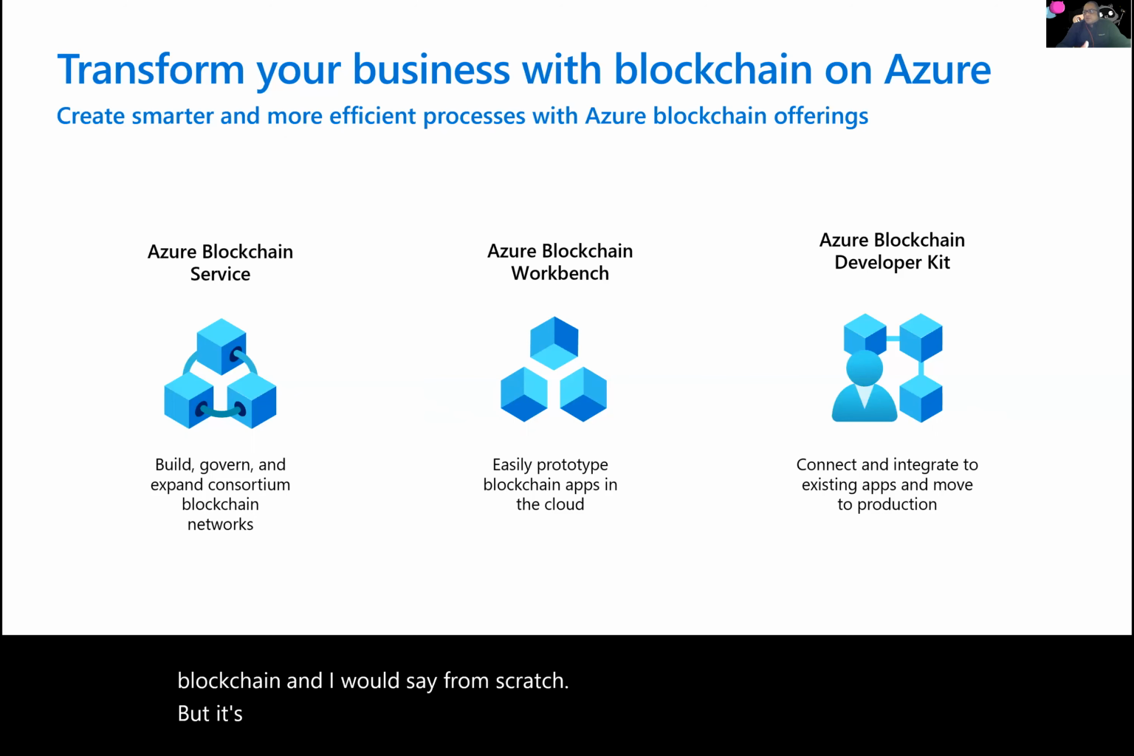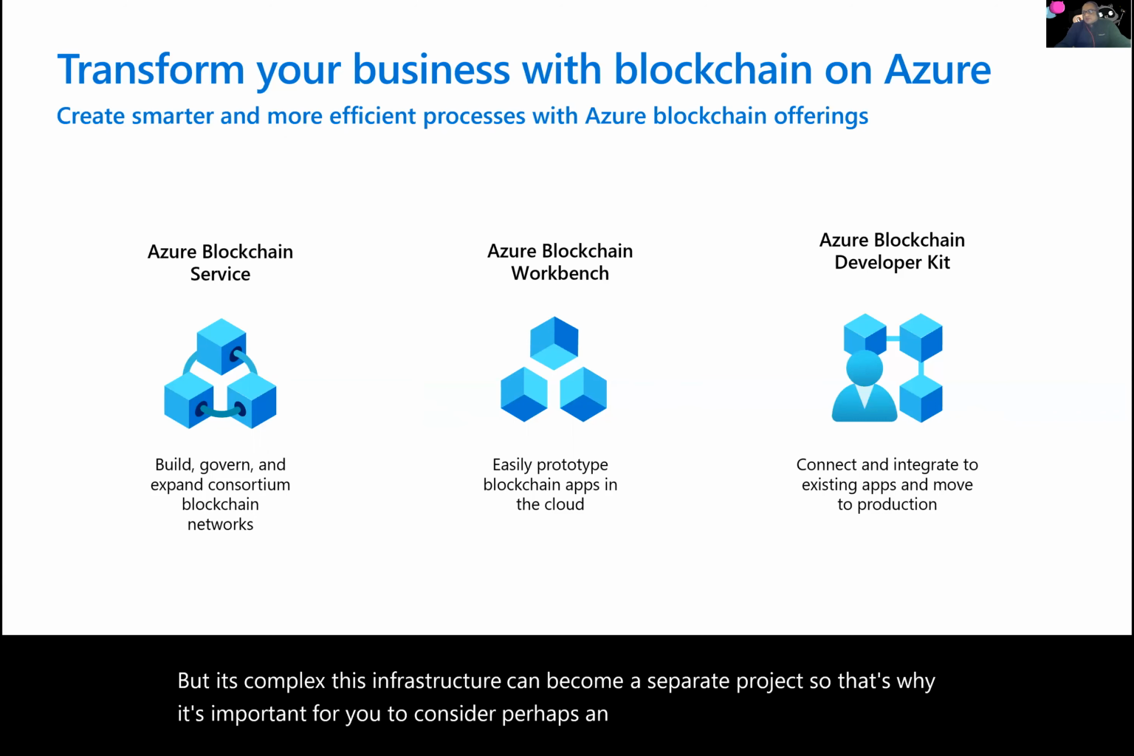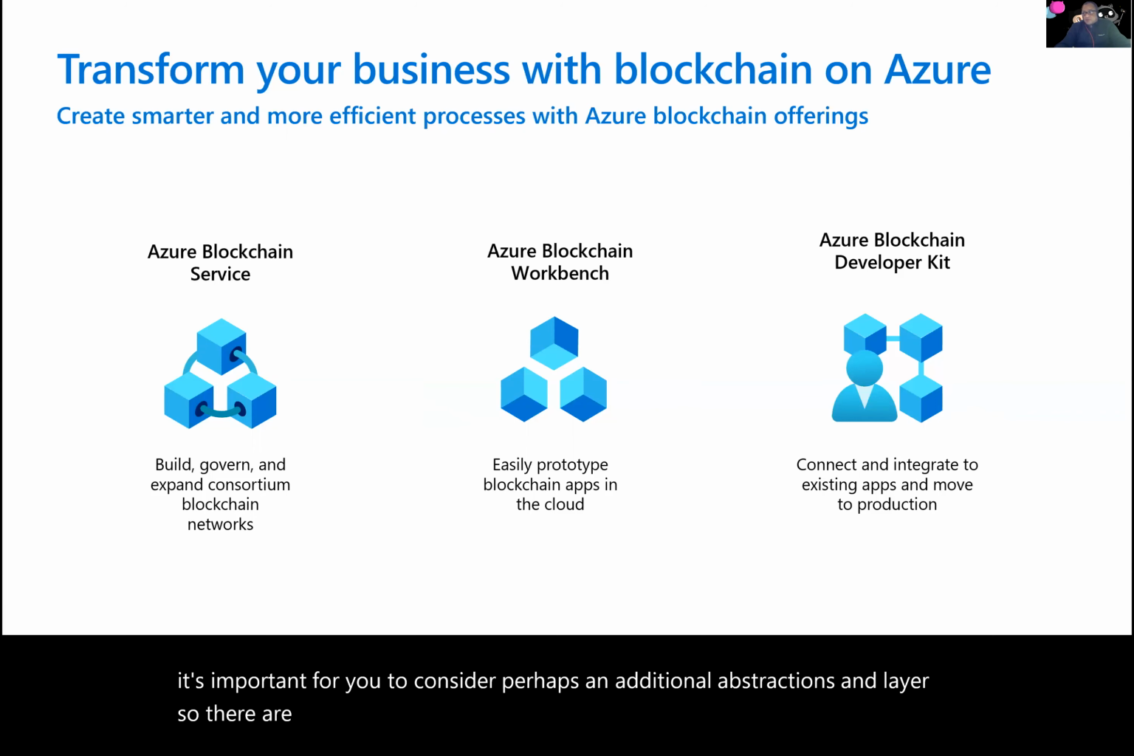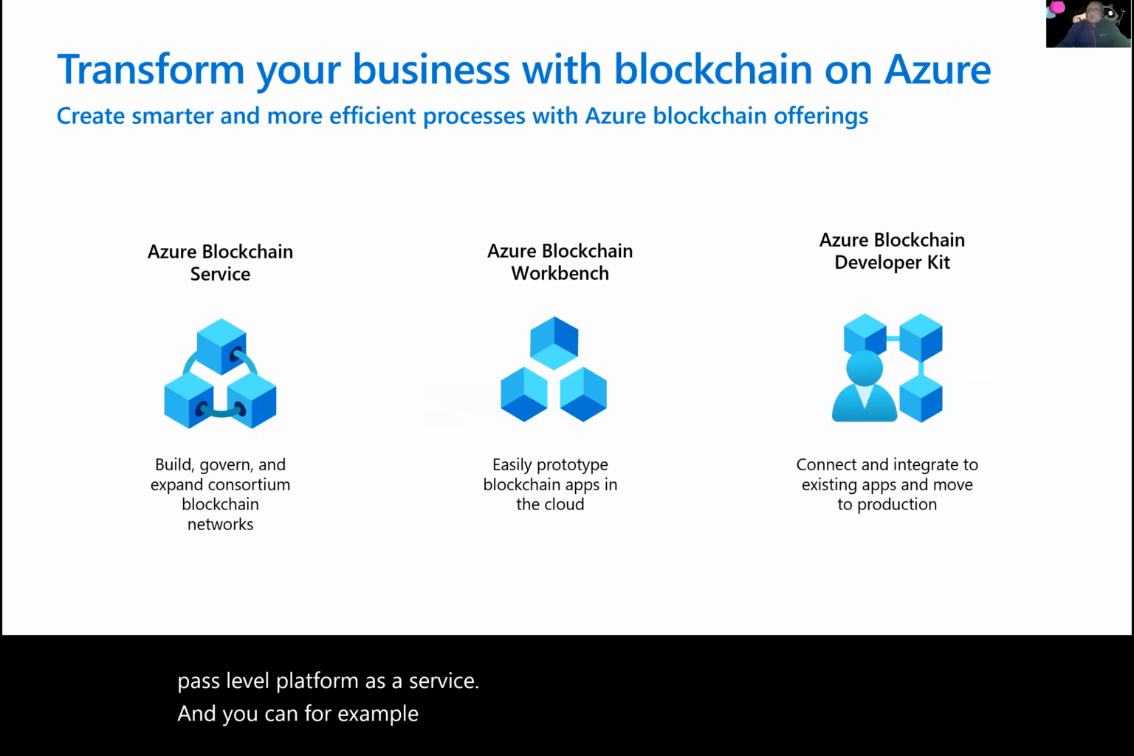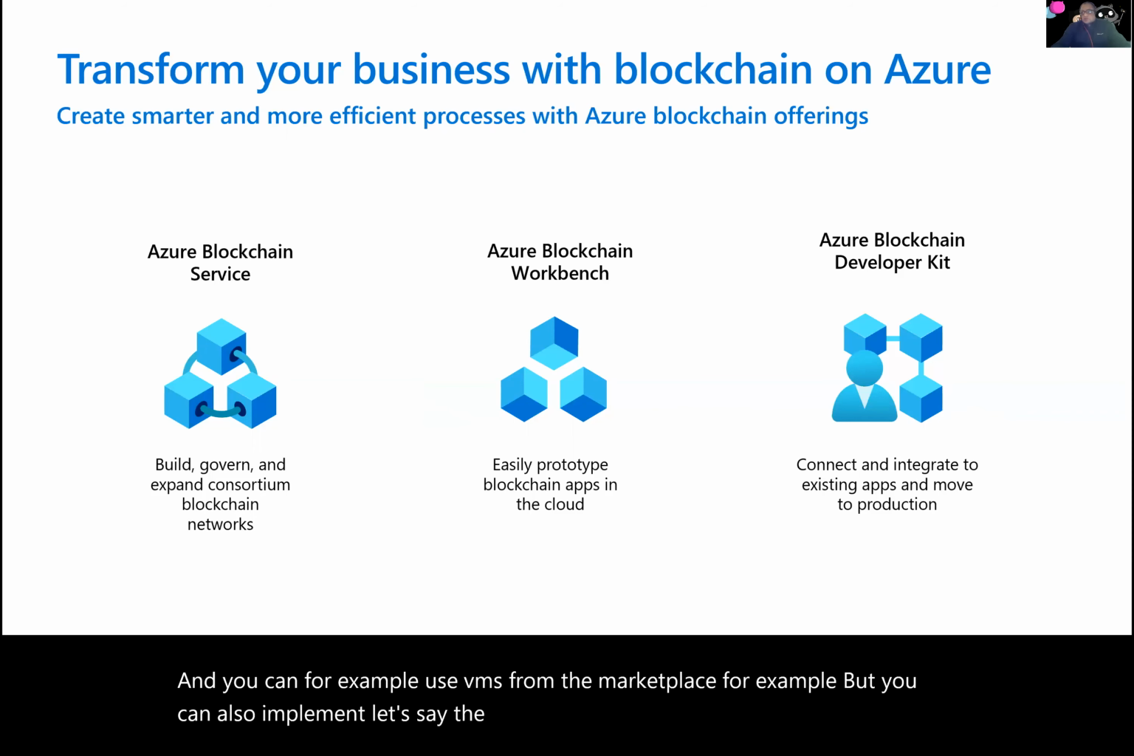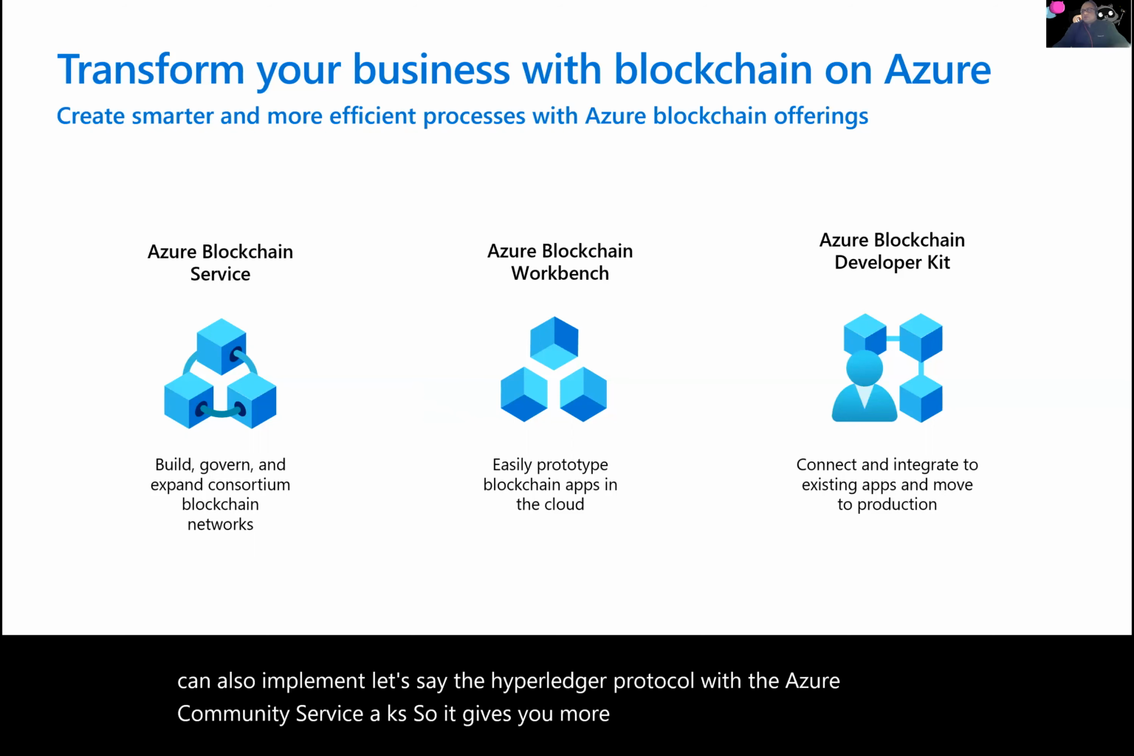This infrastructure can become a separate project. So that's why it's important for you to consider perhaps an additional abstraction and layer. So there are several services that can, I would say, be implemented with Azure at the PaaS level, platform as a service. And you can, for example, use VMs from the marketplace, but you can also implement, let's say, the Hyperledger protocol with the Azure Kubernetes Service, AKS. So it gives you more agility in terms of container orchestration.